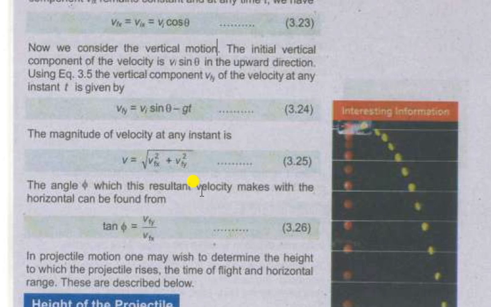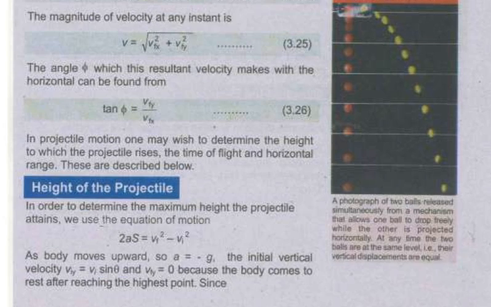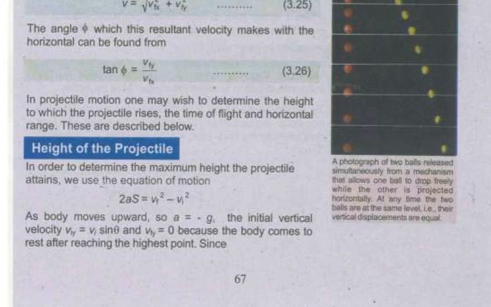And also the direction of the velocity at any time t can be calculated by the expression tan phi is equal to vfy over vfx. So phi can be calculated by tangent inverse of vfy over vfx. So this was about the velocity of the projectile along the x-axis and y-axis after time t, or at any instant of time t. So next is the height of the projectile.